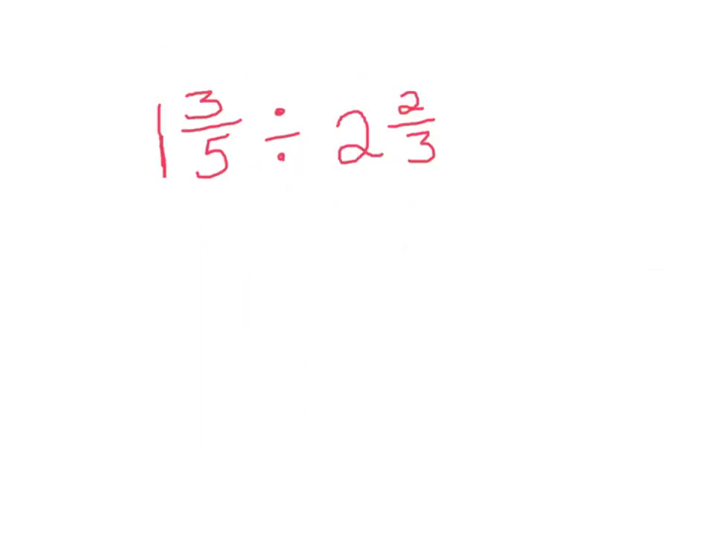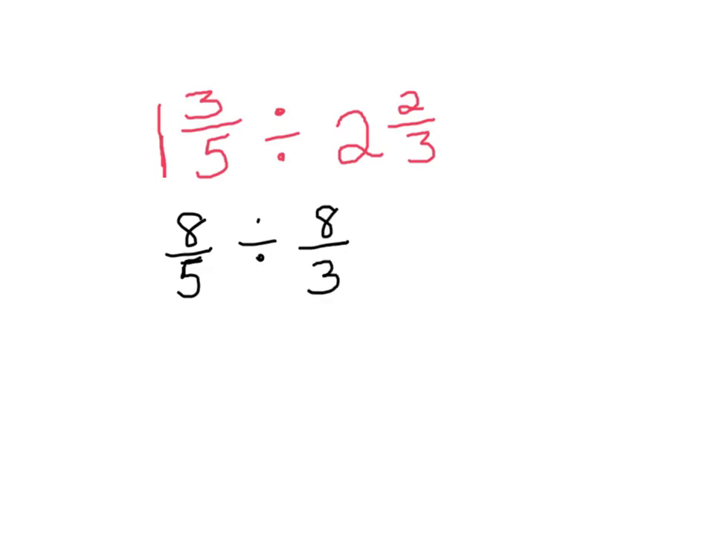Let's look at the case with a mixed number. What we'll find with a mixed number is that my first step needs to be to change the mixed numbers into improper fractions. So I have 8/5 divided by, and you'll notice that I haven't applied keep, change, flip yet. All I'm doing is changing a mixed number into an improper fraction. So 1 3/5 gives me 8/5. 2 2/3 gives me 8/3.